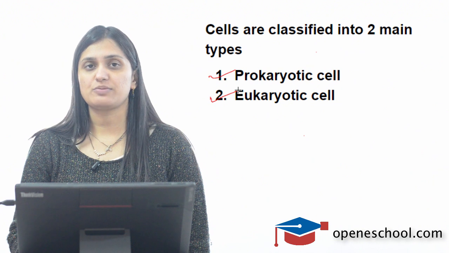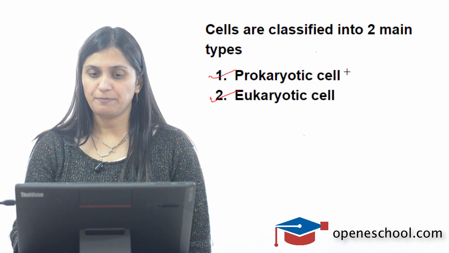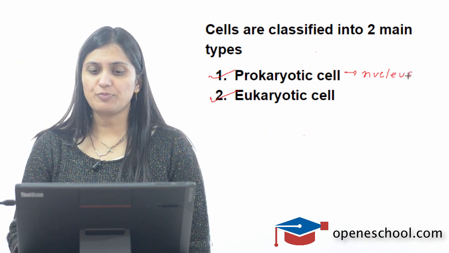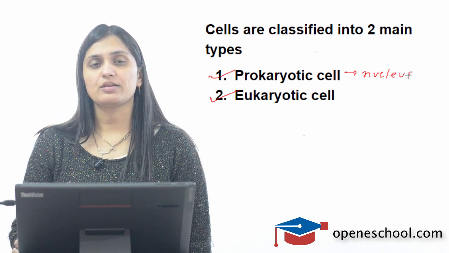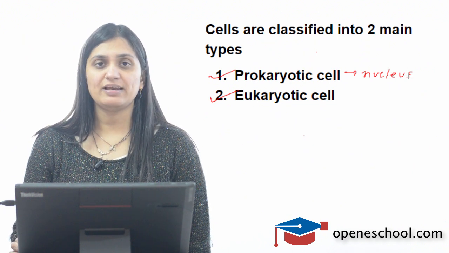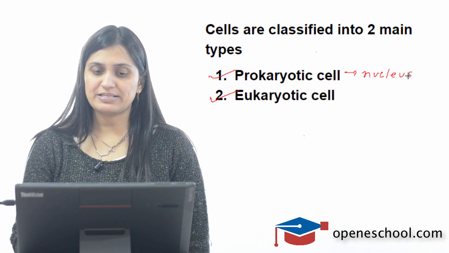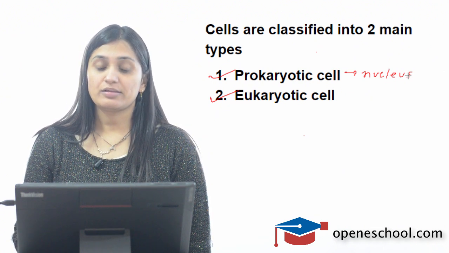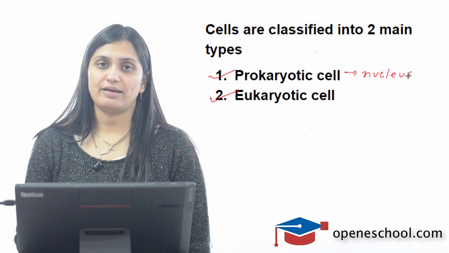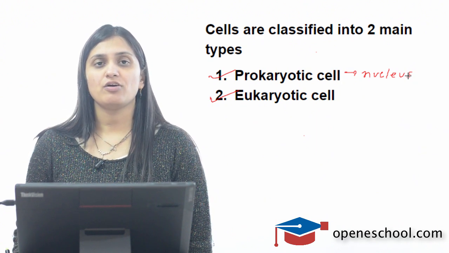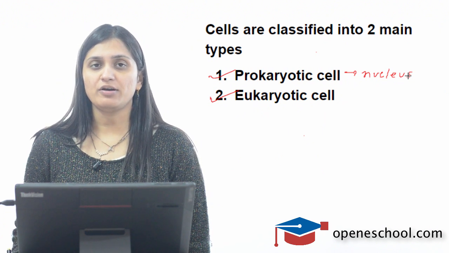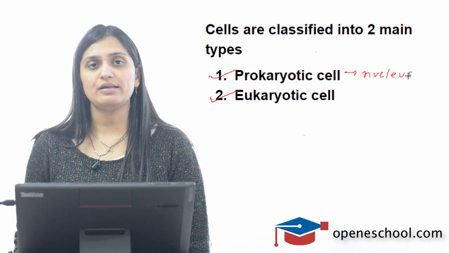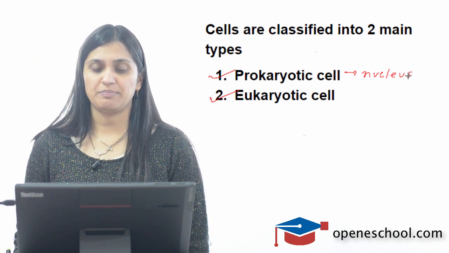Now, the basic difference between the prokaryotic and the eukaryotic cell is of the nucleus. In case of prokaryotic cell, the nucleus is not surrounded by the nuclear envelope. The DNA lies naked in the cytoplasm of the cell, but in the case of eukaryotic cell, the DNA is surrounded by the nuclear envelope. The second difference is of the membrane bound organelles. In case of prokaryotic cell, the organelles which are present are not membrane bound, means they are membraneless, but in case of eukaryotic cell, all the organelles are surrounded by a unit membrane.